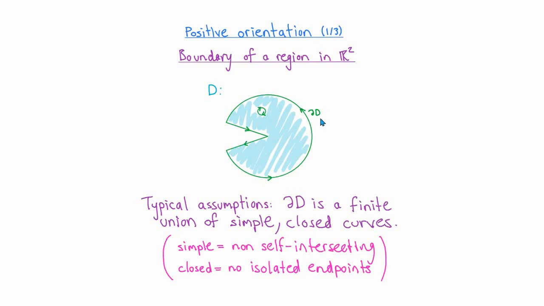In the example here, the boundary of the blue region D is a union of 2 simple closed curves. By the way, you probably already noticed this, but the notation for the boundary of a region D, whether that region happens to be a curve or a surface or even some higher dimensional region, is just to write the partial sign and then D.